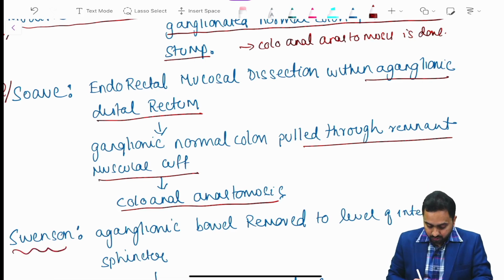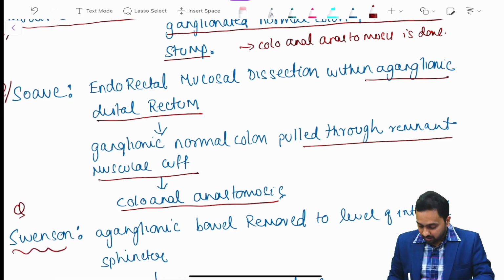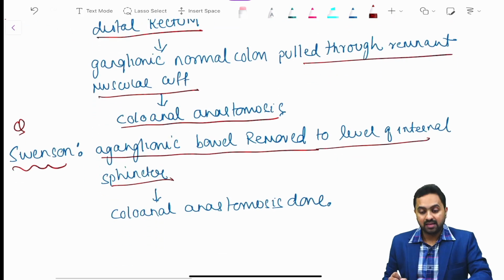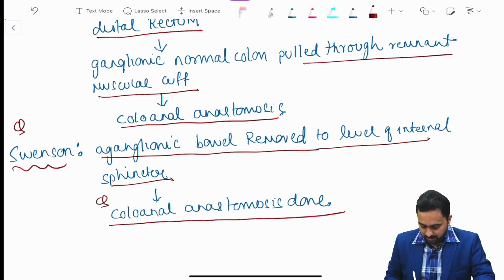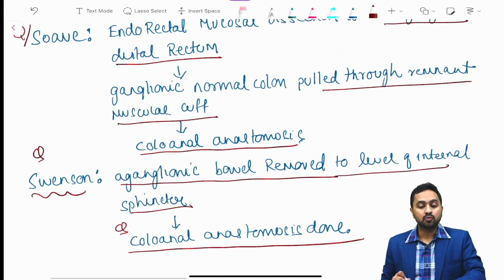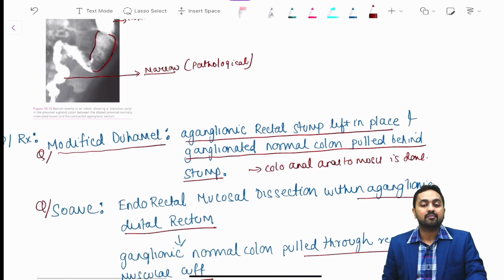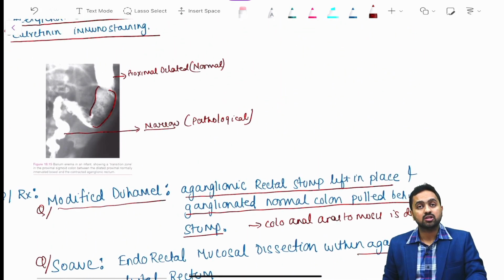Now, in case of Swenson, the aganglionic bowel is removed up to the level of the internal sphincter, and then you perform a coloanal anastomosis. So, these are a few important points and questions that can be asked and that have been asked with respect to Hirschsprung disease.